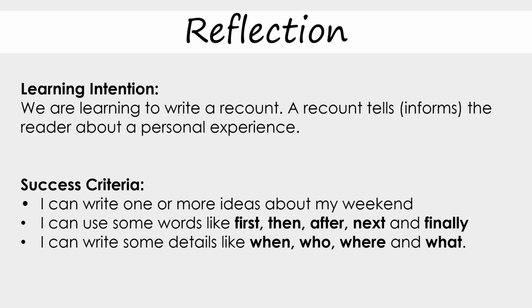Let's look at our success criteria. I can write one or more ideas about my weekend. So hopefully you wrote about 3 things in order that happened on your weekend. I can use some words like first, then, after, next, and finally. So hopefully you used some of those words to start your sentences to show us the order that things happened in on your weekend. And lastly, I can write some details like when, who, where, and what. So maybe in your recount, you included some information about when you did it, who was there, where you did it, and what you did.